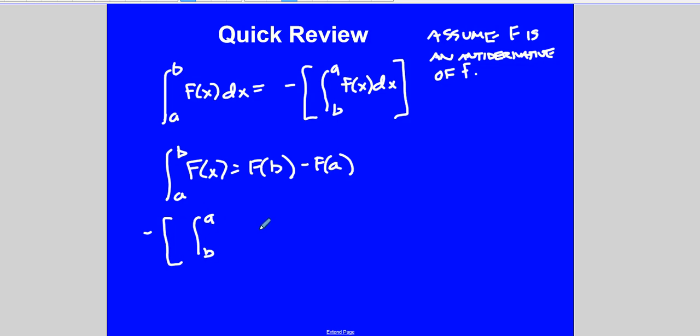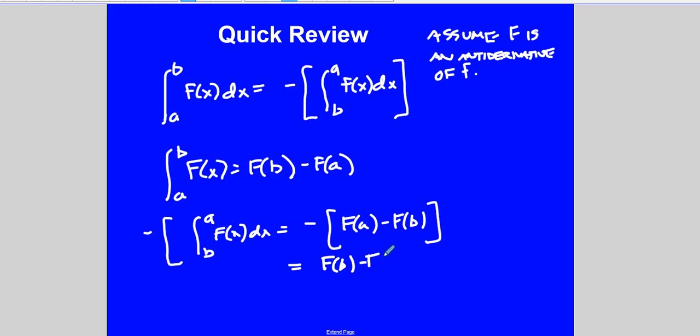Again, by the fundamental theorem of calculus, this has to equal the negative of capital F of a minus capital F of b. But now applying the negative sign with the distributive property, this is negative negative, so that's f of b minus f of a. So we've shown that, in fact, when you swap the upper and lower limits, you have to put a negative sign in front. But these are, in fact, equivalent expressions.